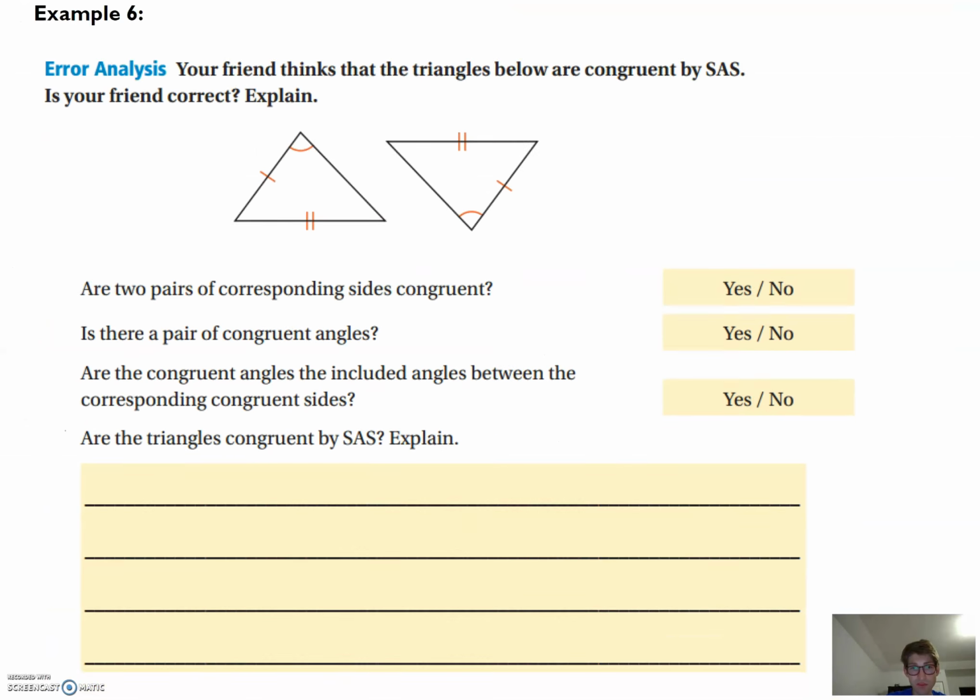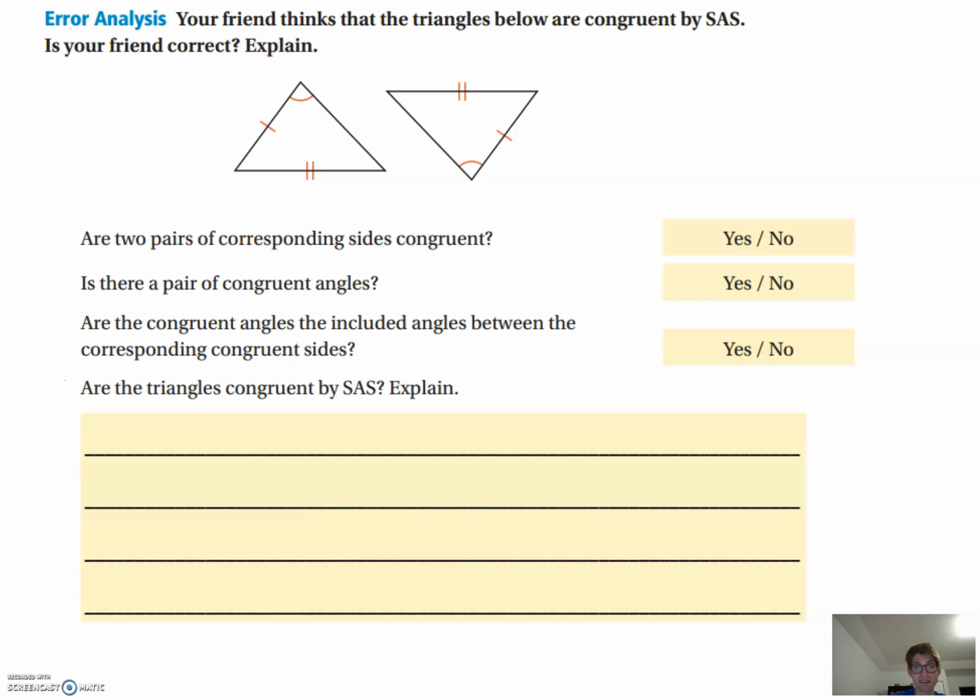There are our proofs. Last thing, error analysis. Your friends think the triangles below are congruent by SAS. Explain why they are correct or not correct. Two pairs of corresponding sides, I see them. They're marked. Yes, that's true. A pair of congruent angles, I see that too. That is true. Are the congruent angles the included angles between the congruent sides? No. Where would the included angles be? Right there, right there.